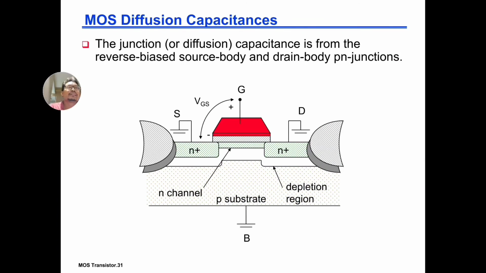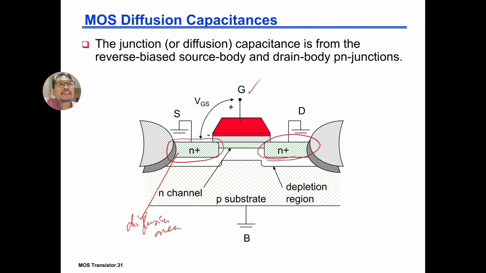Okay, so the junction capacitance is from the reverse-biased source-body and drain-body PN junctions. So now we're looking at the diffusion capacitance. What is diffusion? Diffusion is essentially this part. Here we say it's a diffusion area, and here is also a diffusion area. Now, what is the capacitance on the diffusion? We already looked at the capacitance based on the gate. So we have capacitance on the gate, and we also have capacitance on the diffusion source and diffusion drain.